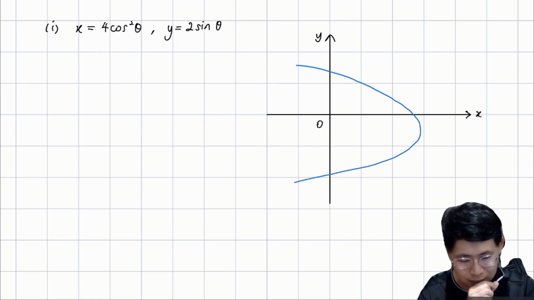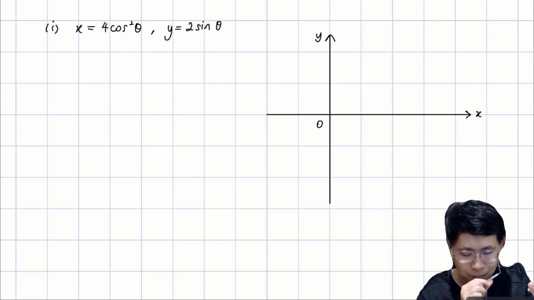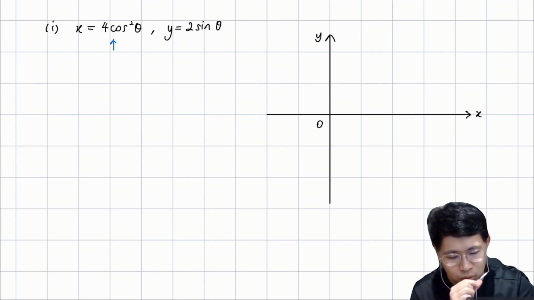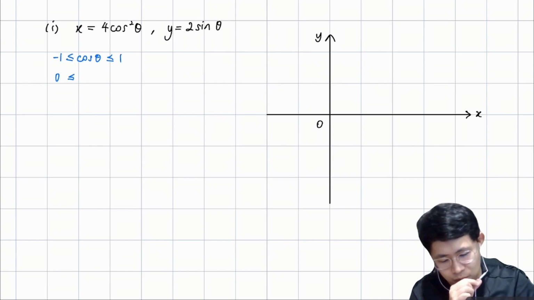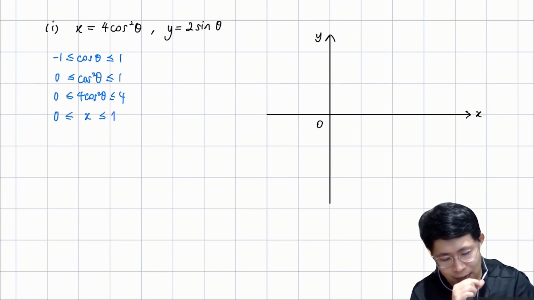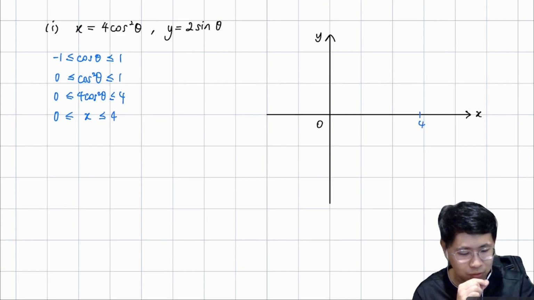First, let's try to figure out the bounds, the boundary algebraically. Over here, I'm going to start with 4 cos square x. First, cos x would be between -1 and 1. When I square it, all the negative numbers will become positive, so the smallest value will become 0. Then multiply by 4, so over here this will become x. So x will be between 0 and 4. So the graph will be between 0 and 4.